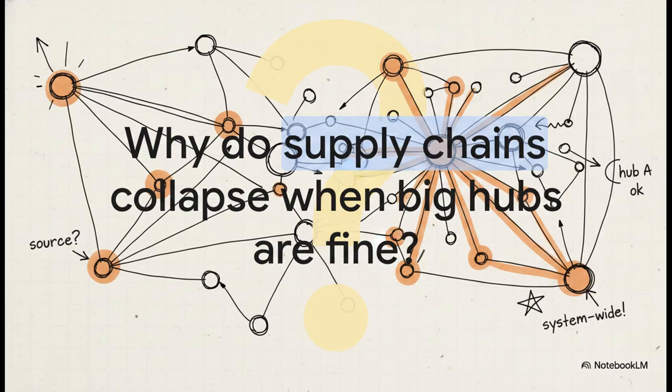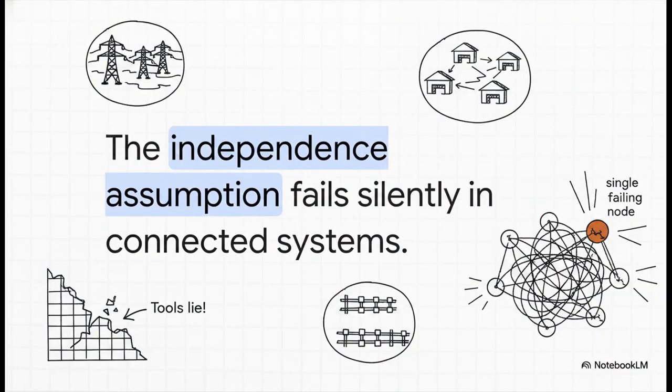We're starting with a problem you've probably faced out in the field. An entire system cascades into failure, even when the most obvious, heavily connected hubs are perfectly fine. Why exactly does that happen? Well, the short answer is that the independence assumption fails silently. Think about it. When observations are connected, say in a power grid, a transit system, or disaster response logistics, that standard engineering assumption of independence completely breaks down. And when it does, your traditional analytical tools don't just stop working, they actually start lying to you.